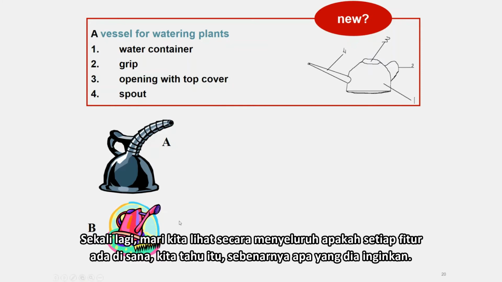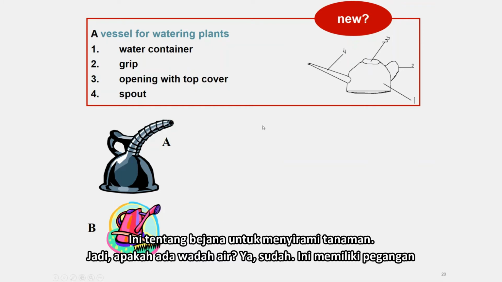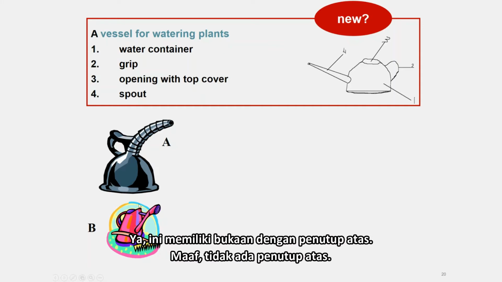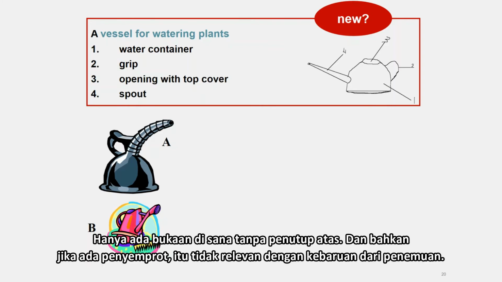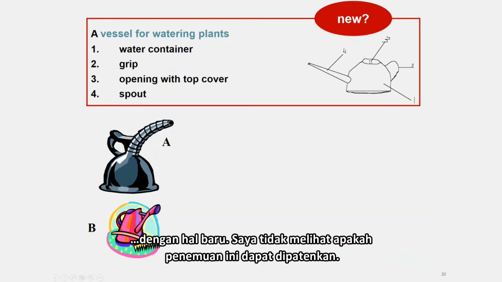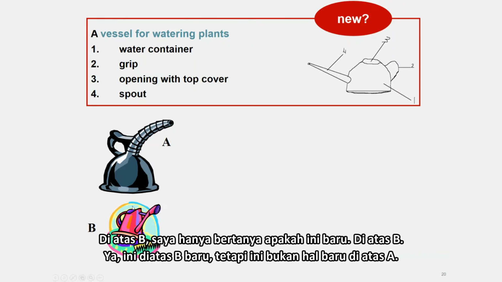Again, let us look thoroughly if every feature is there. We know that is in fact exactly what he wants. It is about a vessel for watering plants. So does it have a water container? Yes, it has. It has a grip. Yes. It has an opening with top cover. Sorry, there is no top cover. There is just an opening there without any top cover. And even if there is a spout, it is not relevant to the novelty of the invention. So you see, B, being exactly the same thing but for the lack of the top cover, might not be relevant to the novelty. I don't say that this invention is patentable over B. I just asked if it is new over B. Yes, this is new over B, but it is not new over A.